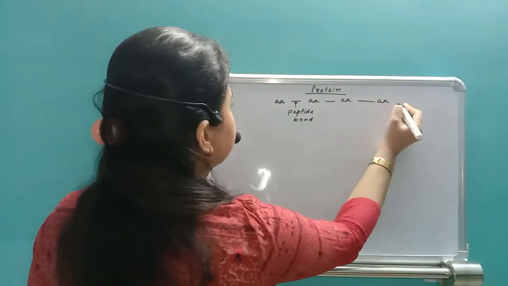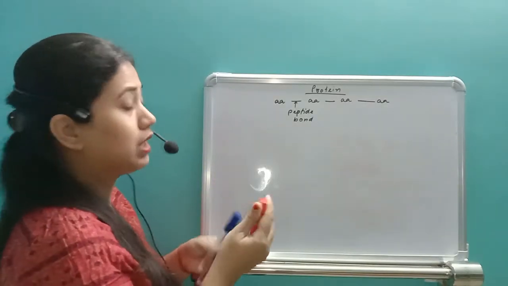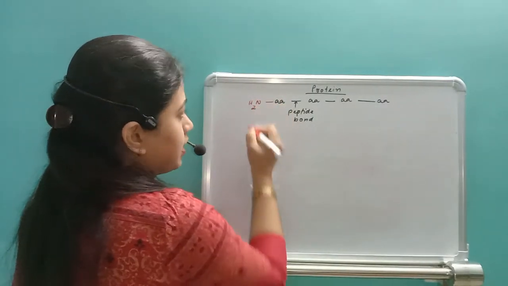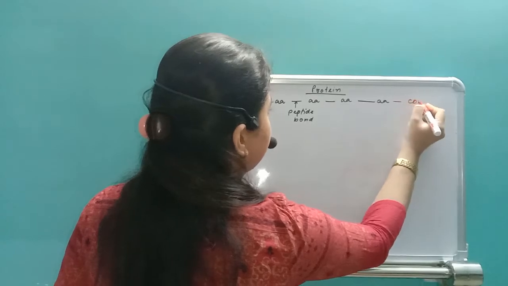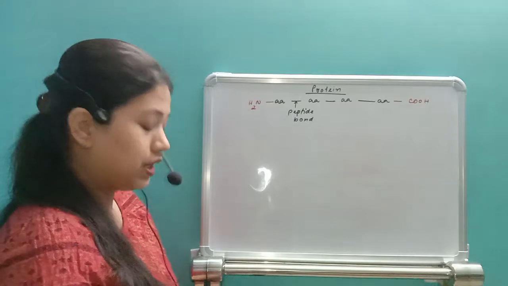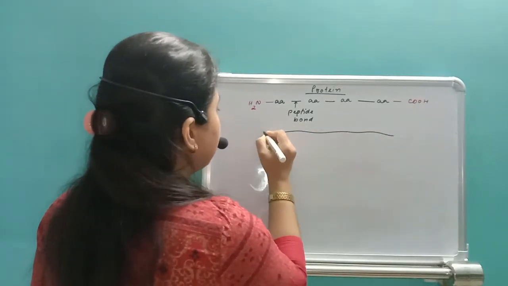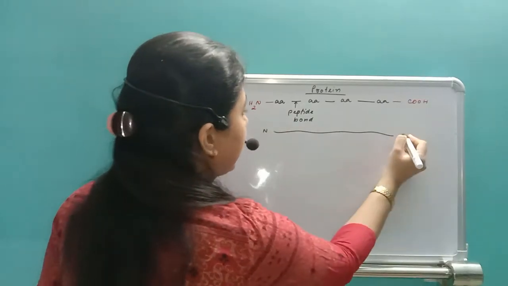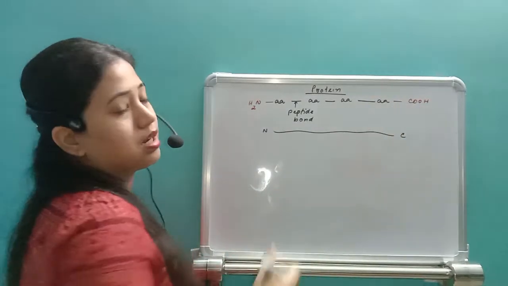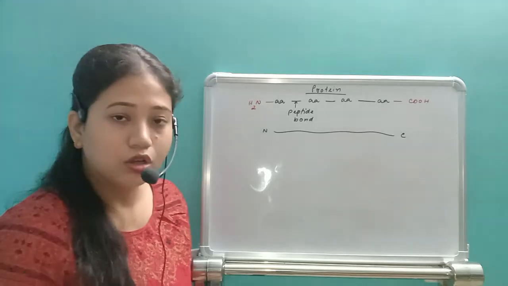Suppose this is a long chain of amino acids. In this long chain of amino acids, we will get an amino group on the left hand side, and on the right hand side we are going to have a carboxylic acid group. So the protein is going to have an N terminal and a C terminal. Remember, the C terminal, that C indicates the carboxylic acid, and the N terminal, that N indicates the amino group.